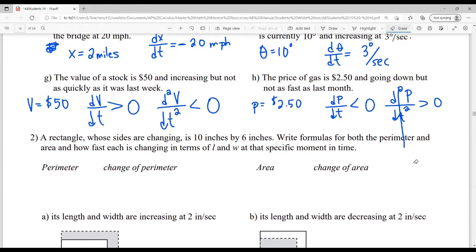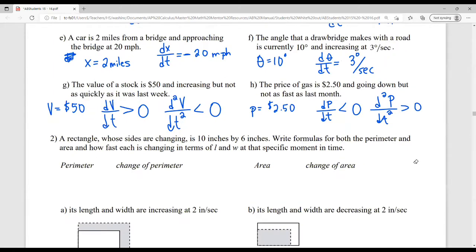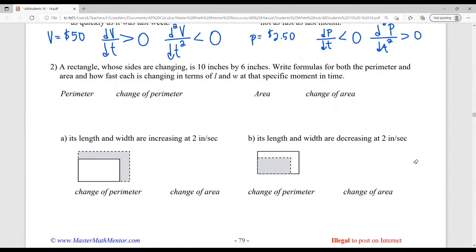All right. Number 2, a rectangle whose sides are changing is 10 inches by 6 inches. We want to write formulas for both the perimeter and the area and how fast each is changing in terms of L and W, the length and the width.